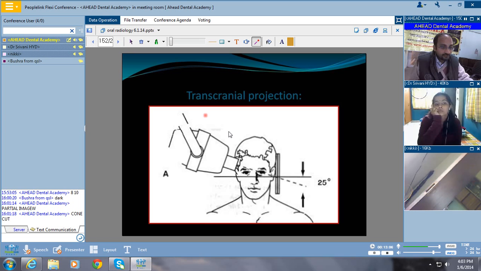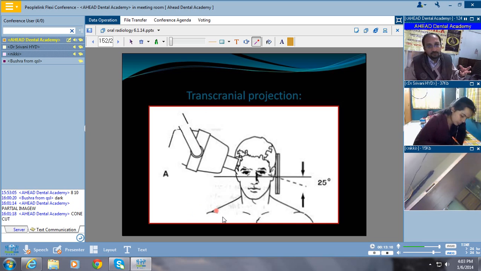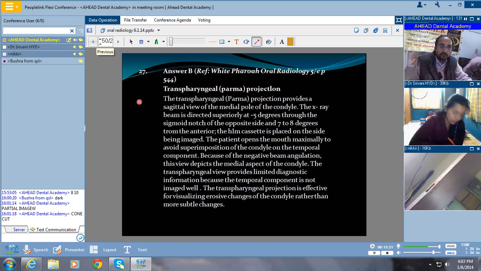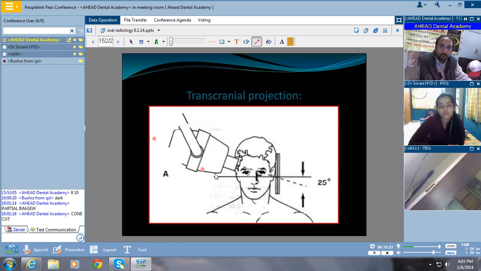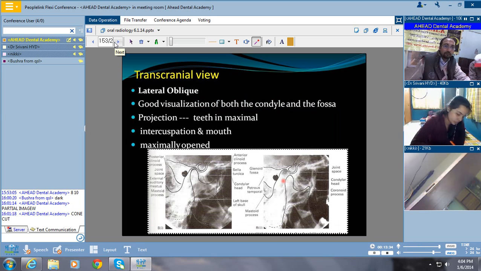This is how a transcranial view appears. Remember three: transpharyngeal, transcranial, and transorbital. So transcranial is completely opposite of transpharyngeal. In transpharyngeal, we generally place the film downwards. Can you see this? Whereas in the case of transcranial, we are placing the machine upward at an angle of 25 degrees. So this is how a transcranial view appears.